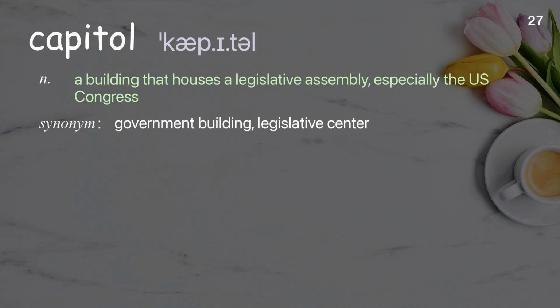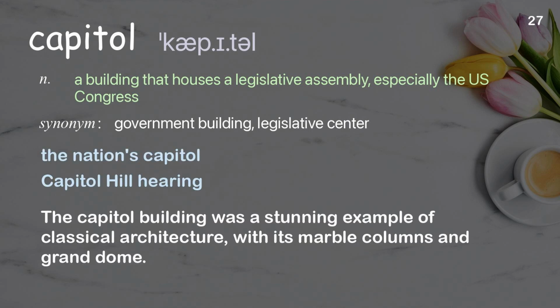Capitol. A building that houses a legislative assembly, especially the U.S. Congress. Examples: the nation's capital. Capitol Hill hearing. The Capitol building was a stunning example of classical architecture, with its marble columns and grand dome.